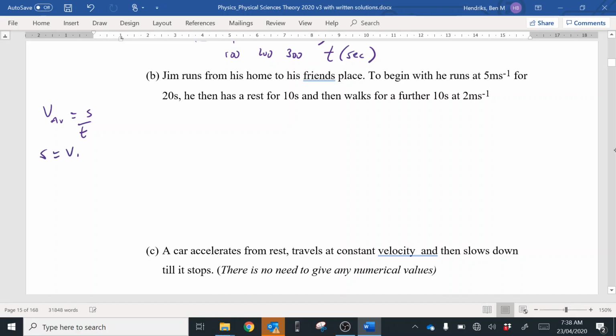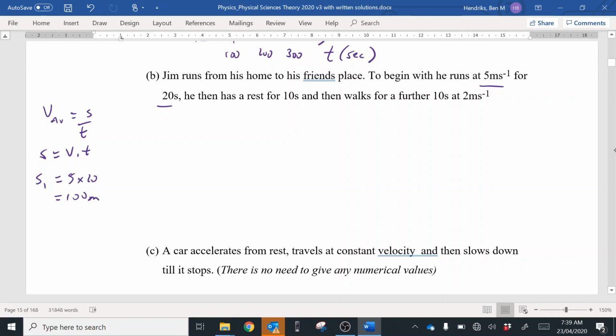Okay, so if you look at it, your average velocity is equal to s over t, then displacement is equal to v times t. So if we look at our first displacement, we have 5 metres a second for 20 seconds, so that's going to be 5 times 20, which is equal to 100 metres, so that's what the displacement is going to be. He has a rest for 10 seconds, so that's easily done, still going to be at 100 metres.